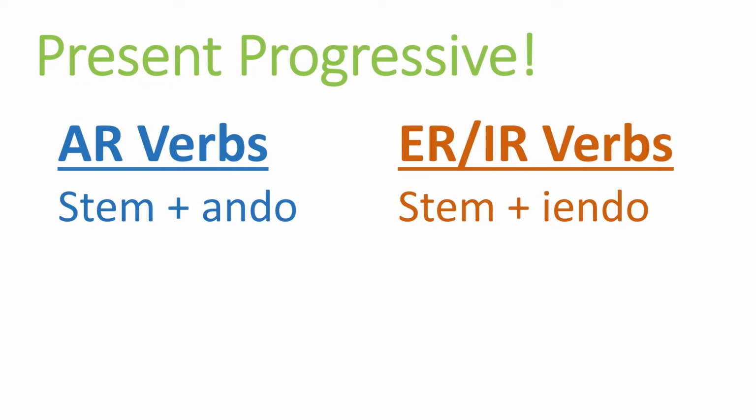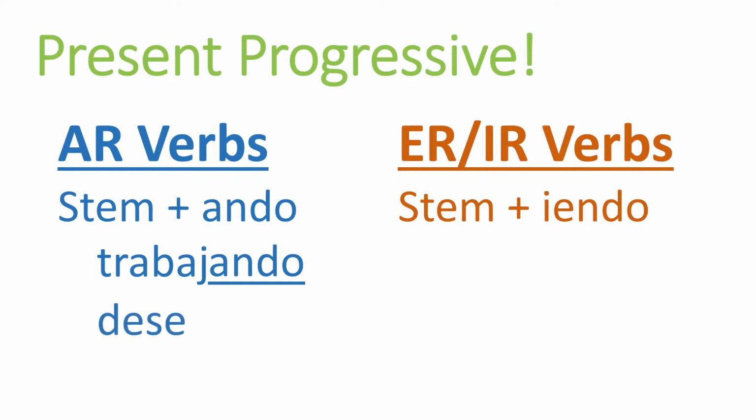Let's say I want to say I'm working. Well, trabajar is my verb. Let's drop that AR ending and add -ando, and I could say yo estoy trabajando. What if I want to say you desire cookies? Well, let's take desear and drop that AR ending and then add the -ando. I'd say tú estás deseando galletas.